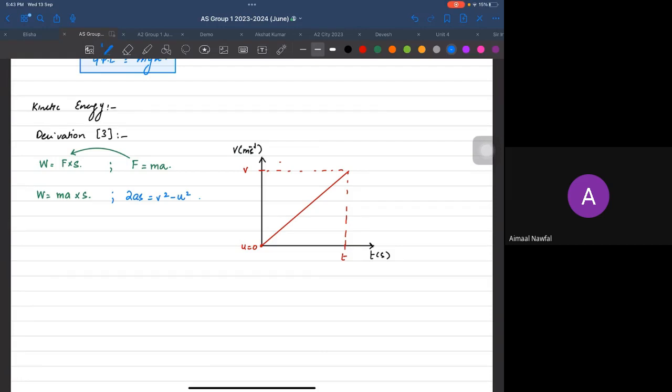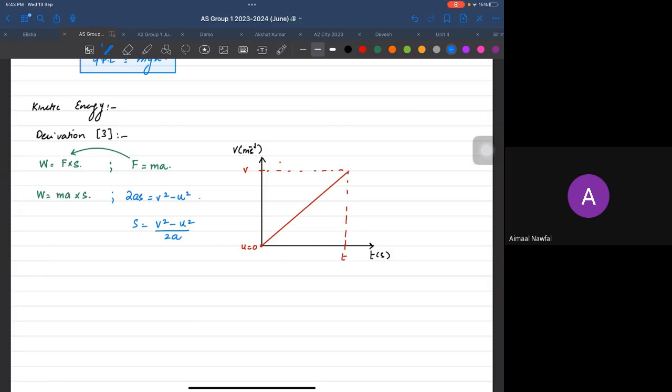We are going to make s the subject of the equation, and if I do that, it's going to be v square minus u square over 2a, just like that. If anybody doesn't understand what I've done, please let me know. Okay.